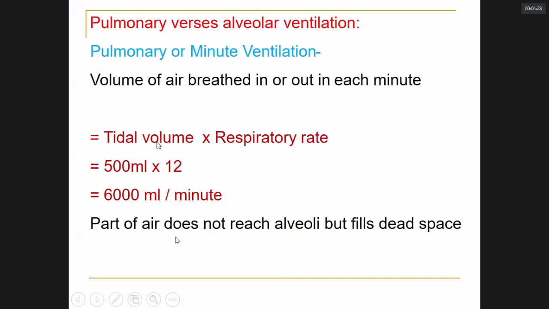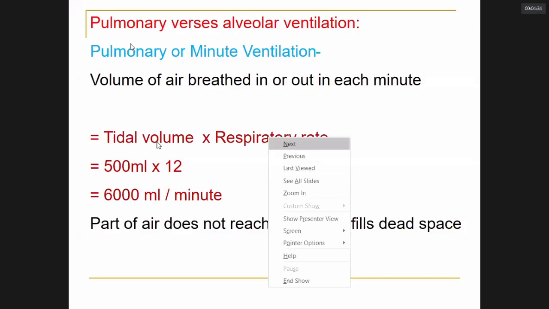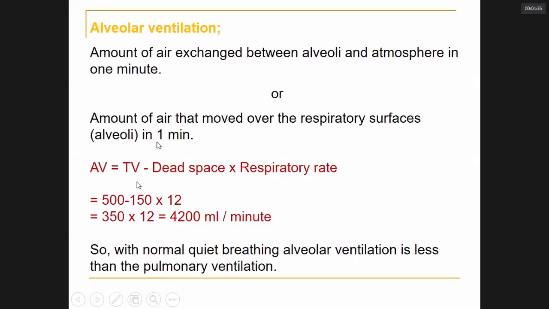Part of the air does not reach the alveoli, but fills the dead space, right? Now, what is alveolar ventilation? It is TV minus dead space into respiratory rate. You know that TV is 500 ml. You know that dead space is 150 ml. And you know that the respiratory rate is 12. If I give you dead space, RR, TV, whatever values I give, you have to calculate them, and the answer that comes, bacha, that will be your alveolar ventilation.